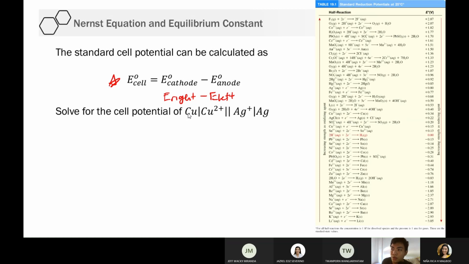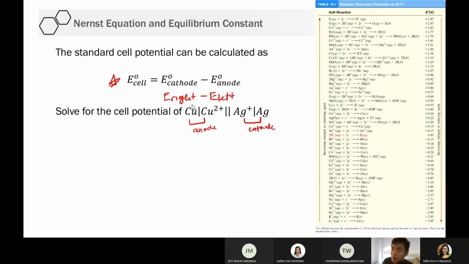All you have to do is that, for example, we have this cell notation here. How to interpret the cell notation. I hope this was discussed in the lab, but let me go through this very quick. So this is the cell notation. On the left side of the cell notation, you have your anode reaction. Then on the right side, you have your cathode reaction.